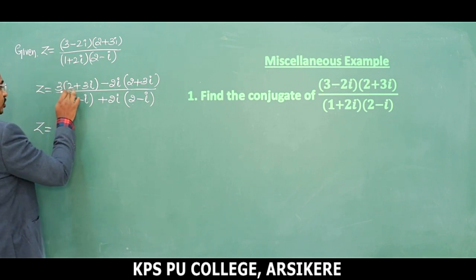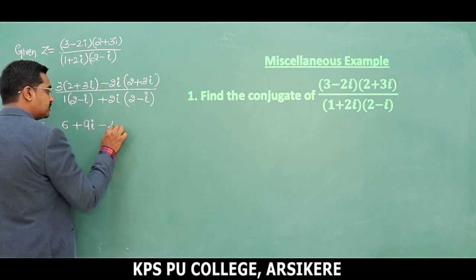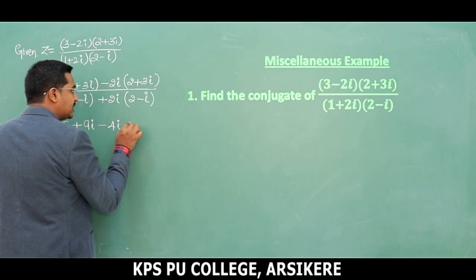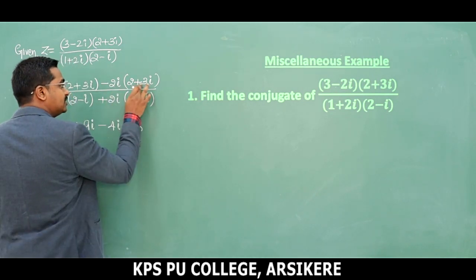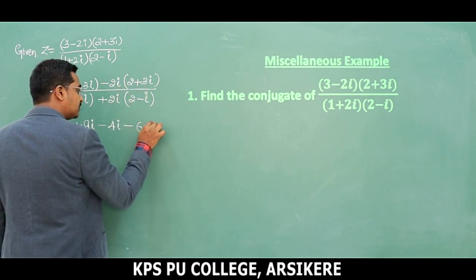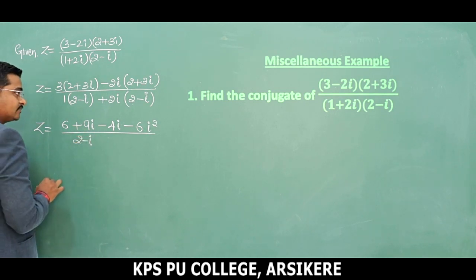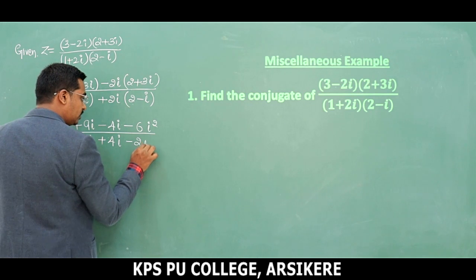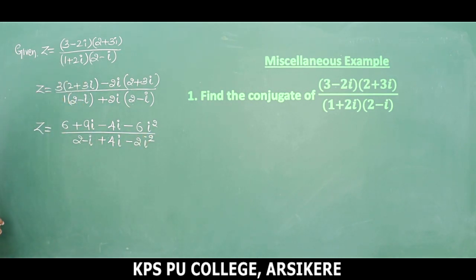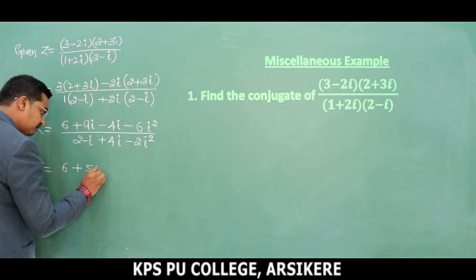z is equal to 3 into 2, that becomes 6, plus 3 times 3 is 9i, 9i minus 4i, minus 2i into plus 3i, so 2 times 3 is 6, and minus into plus becomes minus, and i into i is i square, whole divided by 2 minus i as it is, and multiply by 2i here: 2 times 2 is 4i, plus into minus becomes minus 2 into i square.